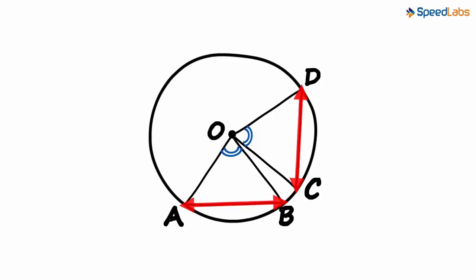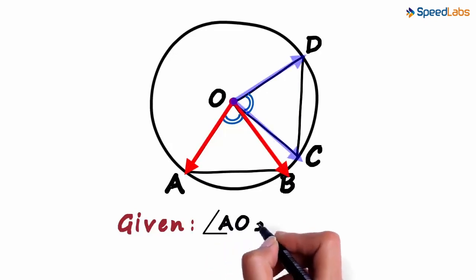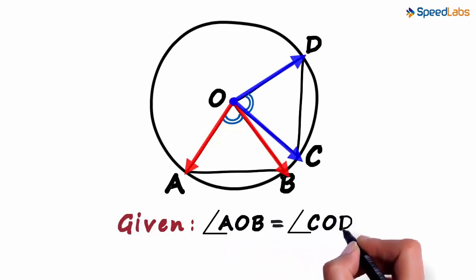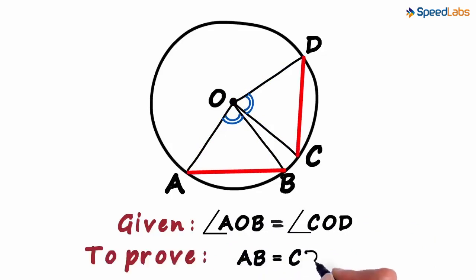chords congruent. From this given figure, let's jot down what we have been given and what we are asked to prove. This time, we are given that angle AOB is equal to angle COD. And we have to prove that chord AB is equal to chord CD. You would probably have guessed by now as to how we can prove this. Yes, if we prove these two triangles congruent, then we can surely say that AB is equal to CD.